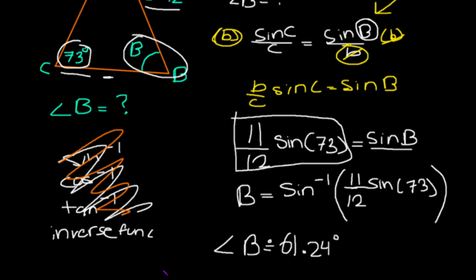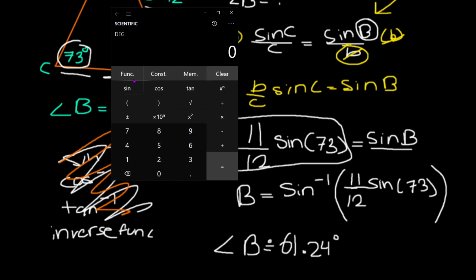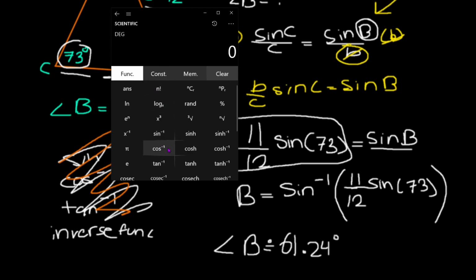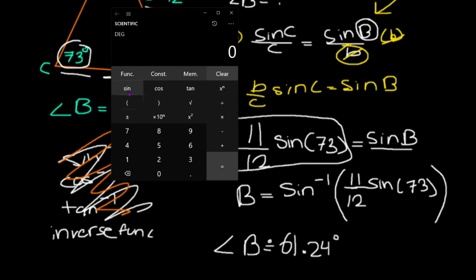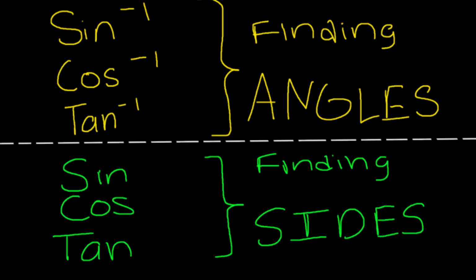You're not worrying about inverse functions. Alright. So something you should know before leaving this video is that inverse functions are used when you are looking for angles, and normal sine, cosine, tangent is used when you're looking for sides. I'll put something on the screen right now to give you an idea, and thank you guys for watching.